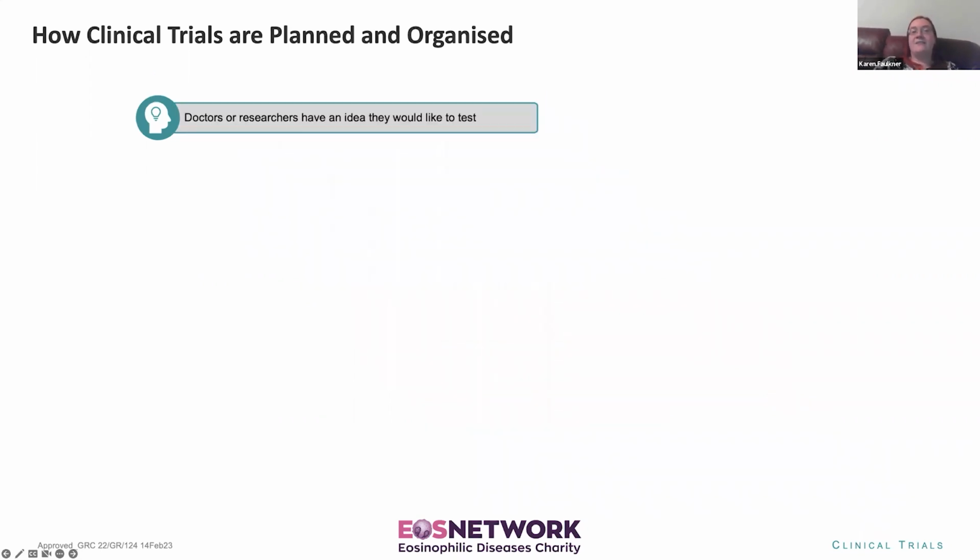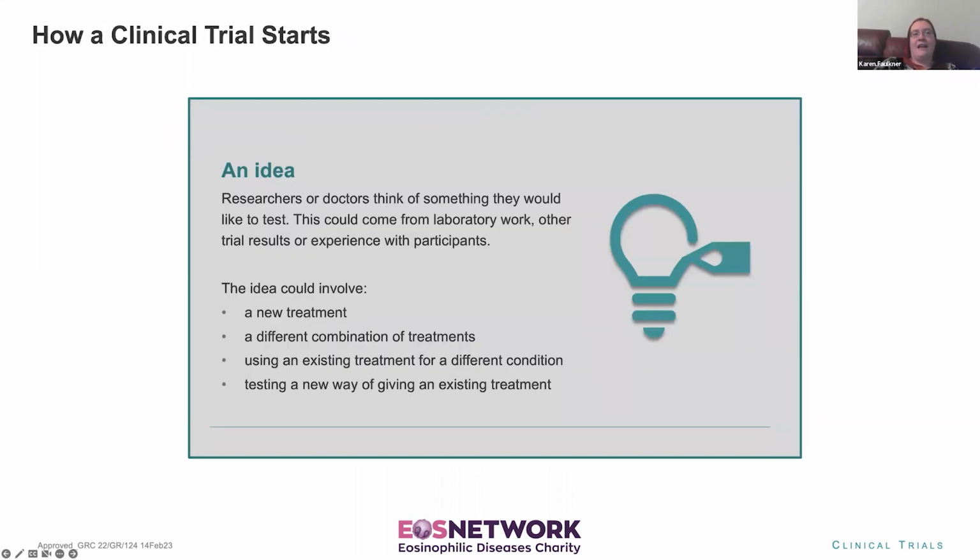So the very first step is that a doctor or a researcher has an idea that they would like to test. It could be from previous experience, it could be from patient groups, it could come from previous lab data that they have, and it could involve new treatment, combining drugs together in a way that's not been done before, using a drug that's already available for a different condition, or testing a new way of giving an existing treatment. So, for example, an injection instead of a tablet.